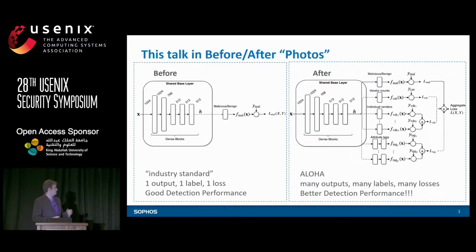So in sort of these before and after photos, on the left-hand side here, I have sort of a de facto industry standard of a deep neural network used for malware classification. For each sample, there's one output, there's one label, and there's one loss function. And this yields actually pretty good detection performance when you train it on the right data. I mean, there are a lot of commercial pipelines that are built on this type of model. However, we can actually do better than this. And so our ALOHA approach here, per each sample, uses many outputs, many labels, and many loss functions.